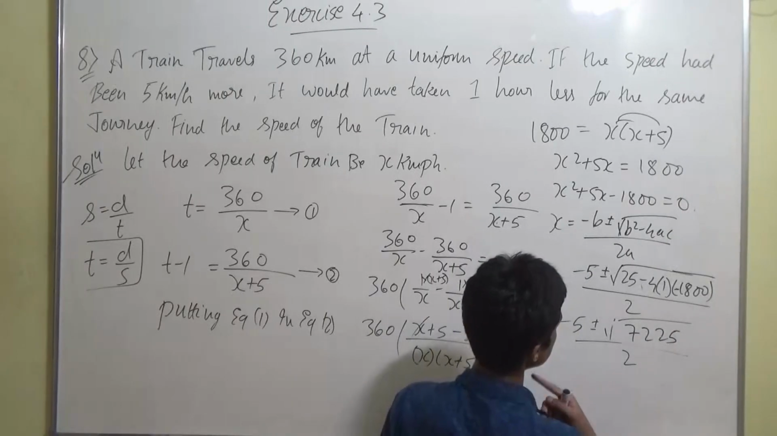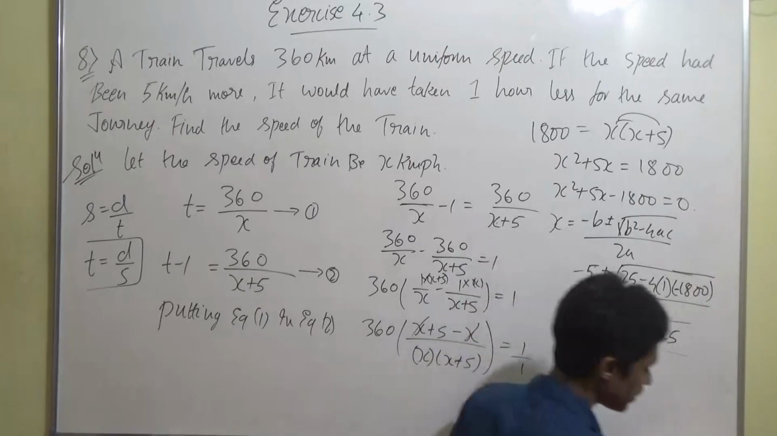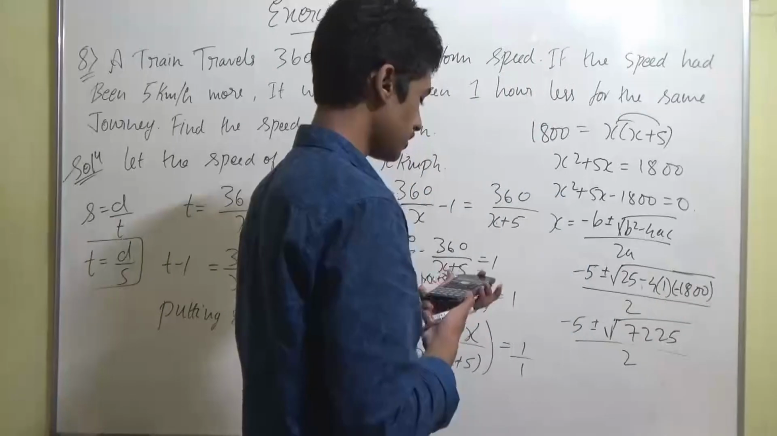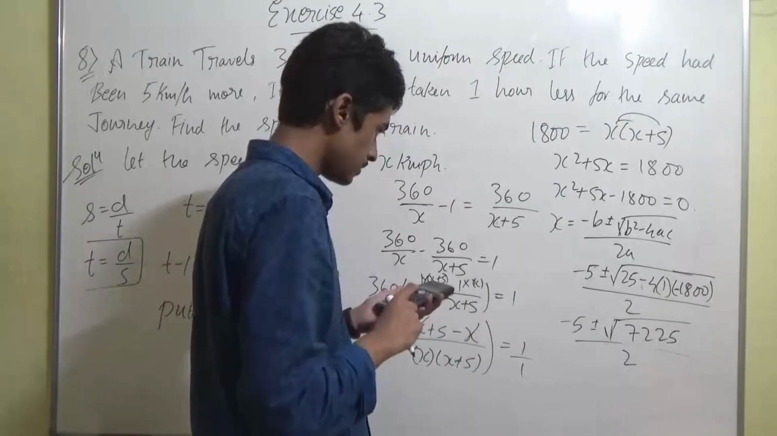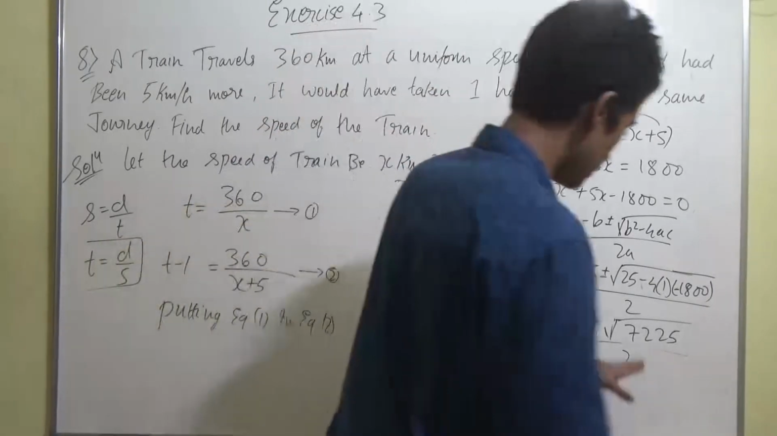7225, getting it. Now what is the root of 7225? Just a minute guys, I'll use the calculator here. You have to do it actually. There's a method, right, to find the root. In that method, you will find the root in your exam. Here, since I don't have much time, I'll do it. Okay, it's 85. So here it's 85.